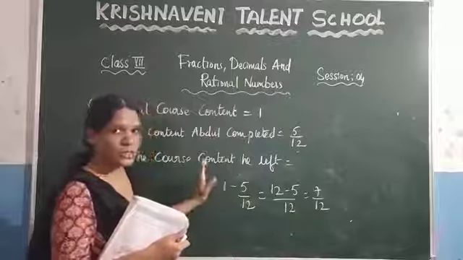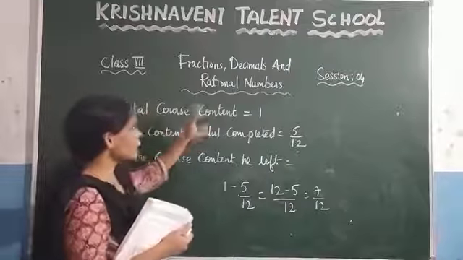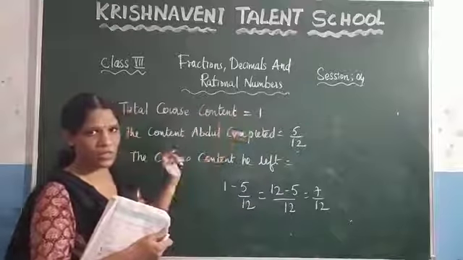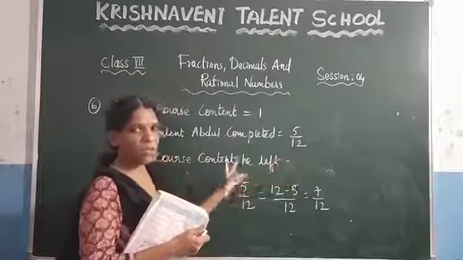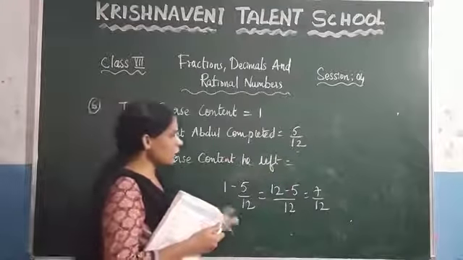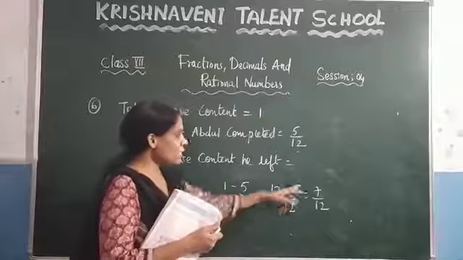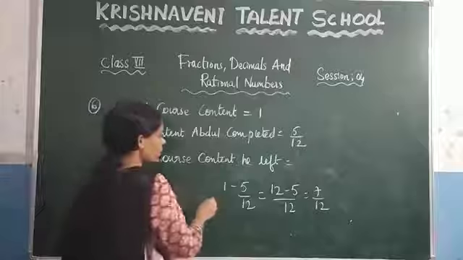This one you can do in the other way also. Here what we have done, we took the total course content as 1, and in that he completed 5 by 12 of the course, and how much course he needs to complete for this final exam. For that we have subtracted these two values, so that you will get 7 by 12 of the course he needs to complete. That you got it, like this you can solve it.